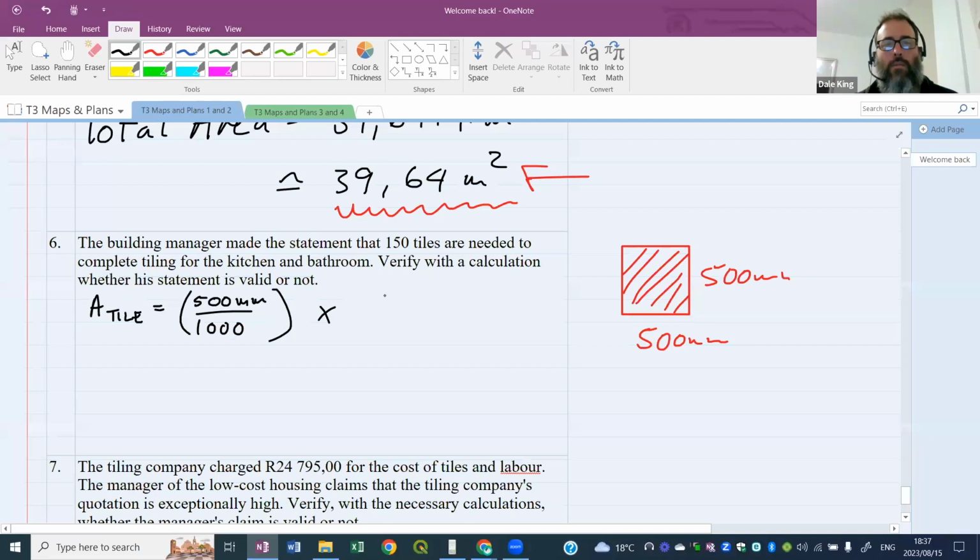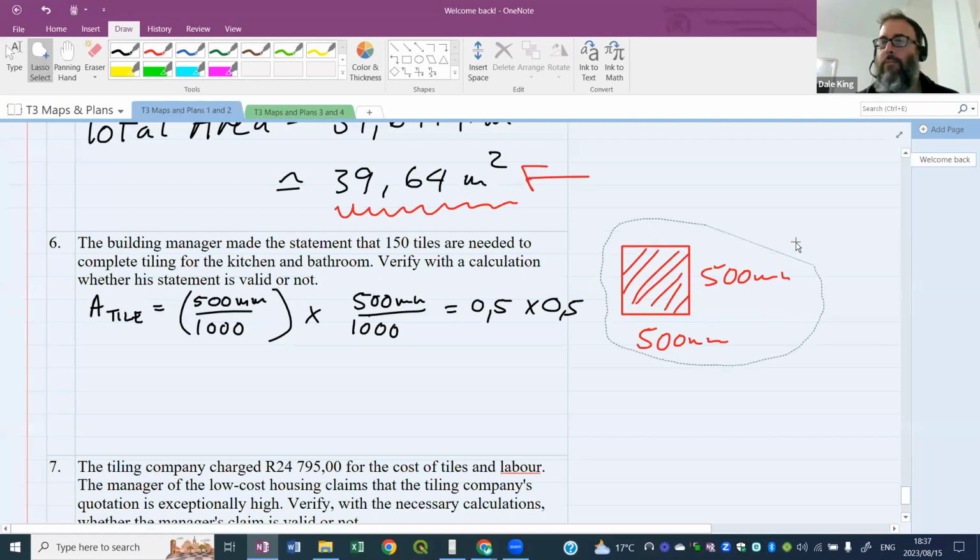Then we're going to multiply that by the other dimension, which is 500 divided by 1,000. It's going to be 0.5. So it's 0.5 times 0.5. Not plus, hey?